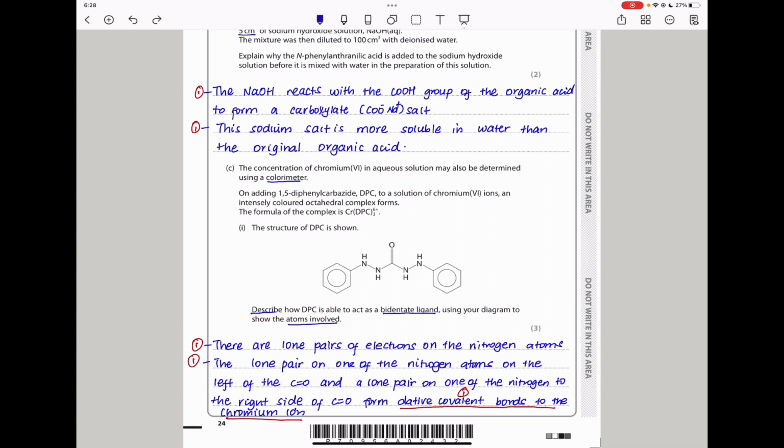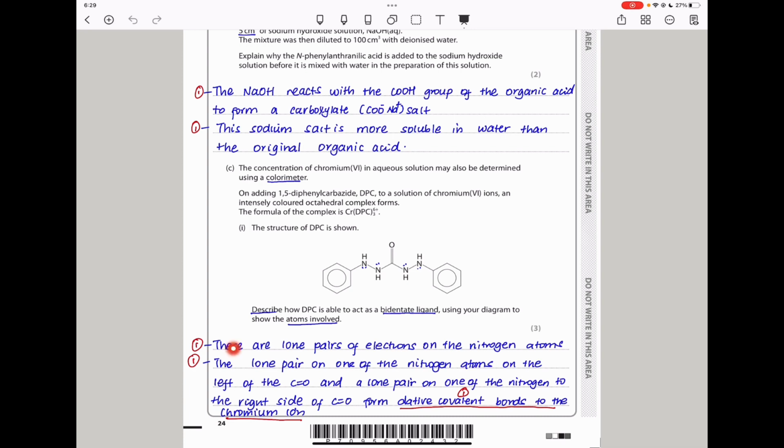Now, when we look at this structure here, we can see there is a lone pair of electrons here, there, and there. Now, one of these lone pairs here and one of those is going to participate in the formation of the dative covalent bonds towards the cation in question. One of these is going to form one dative covalent bond, and one of these is going to form one dative covalent bond in order for these to be a bidentate ligand.